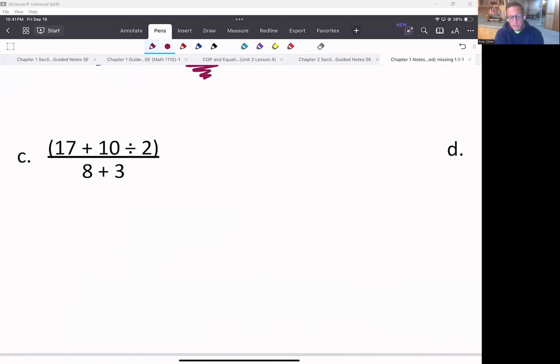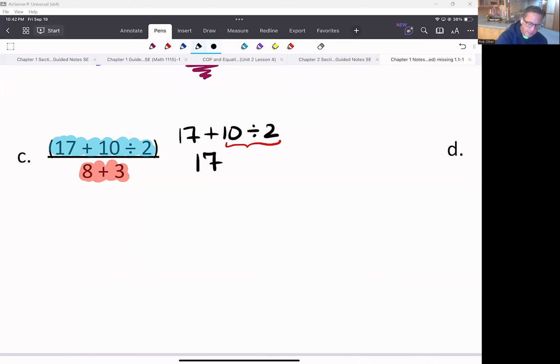C is what I'll talk about with grouping. Now, a fraction is like parentheses, right? It's a way of grouping the top and grouping the bottom, the denominator. So we want to take care of those separately or independently. So we've got 17 plus 10 divided by 2. Let's go ahead and solve that. Let's do the division first. So then you've got 17 plus, and then 10 divided by 2 is 5, which is going to be 22, isn't it?